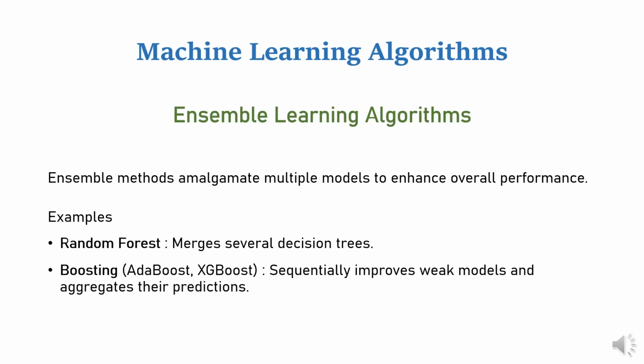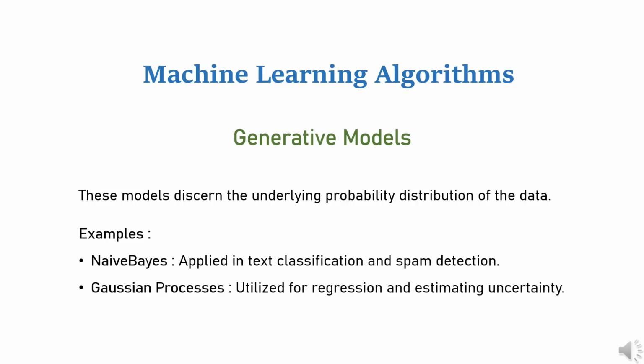Ensemble learning algorithms. Ensemble methods amalgamate multiple models to enhance overall performance. Examples: random forest merges several decision trees. Boosting sequentially improves weak models and aggregates their predictions. Generative models discern the underlying probability distribution of the data. Examples: naive Bayes applied in text classification and spam detection. Gaussian processes utilized for regression and estimating uncertainty.